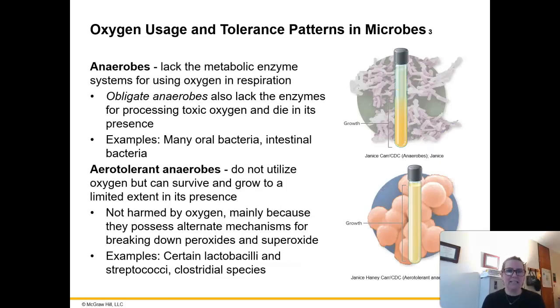All right, let's take a look at the anaerobes and the aerotolerant anaerobes. Anaerobes lack the metabolic enzyme systems for using oxygen in respiration. Our obligate anaerobes also lack the enzymes for processing the toxic oxygen and die in its presence. So these bacteria live in really low oxygen environments. This would include many oral bacteria and intestinal bacteria. On the lower right-hand side, our aerotolerant anaerobes do not utilize oxygen, but can survive and grow to a limited extent in its presence. They're not harmed, basically because they have ways to break down those reactive oxygen byproducts.